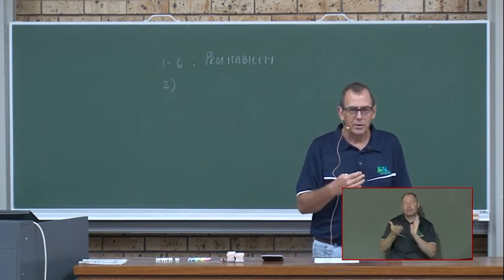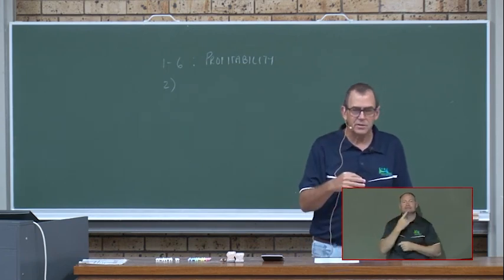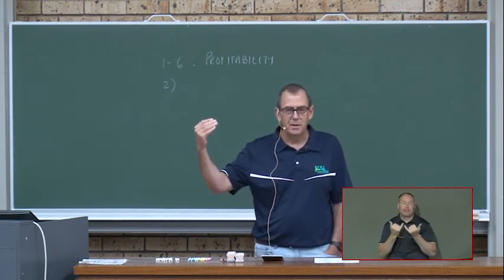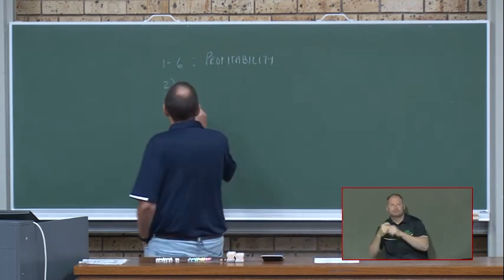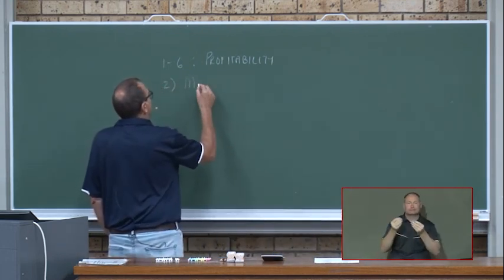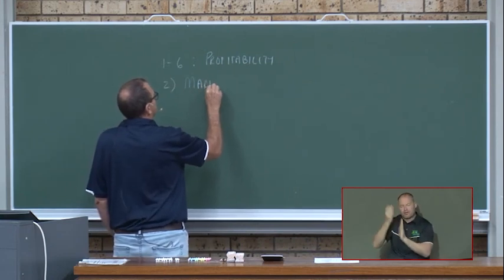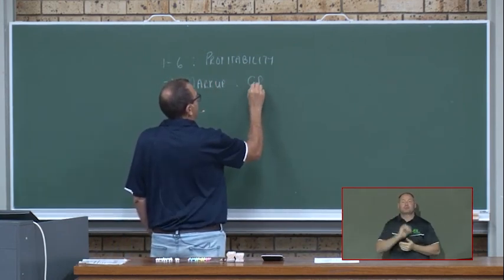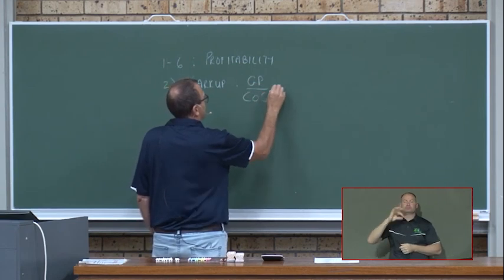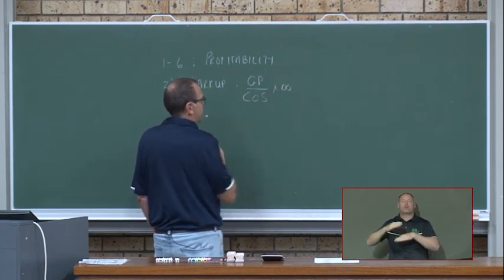What do they do now? Now they give you the sales and the cost of sales, and they ask you to calculate the percentage. All right, so markup is your gross profit on your cost of sales times 100.